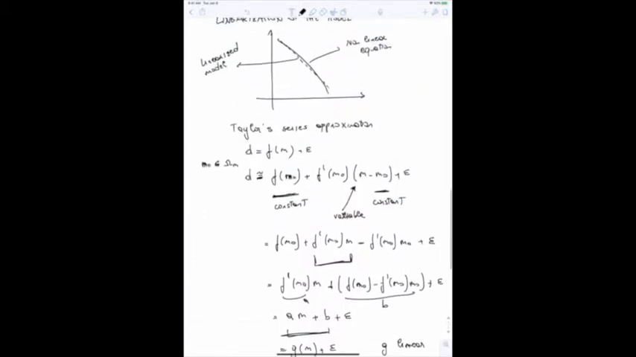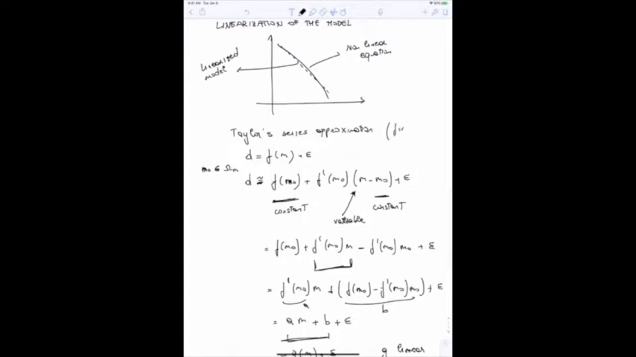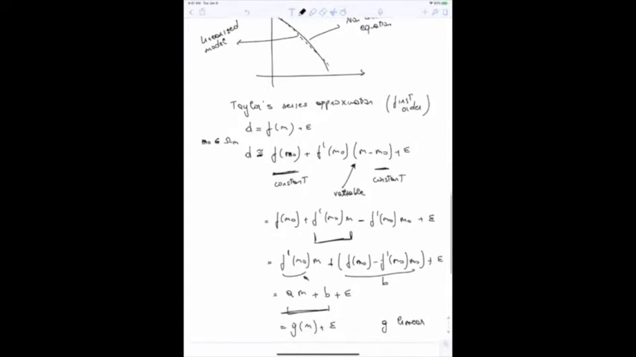Taylor's approximation, so this is a first order. Taylor's approximation can be done for any order. So if you want, you can add the second derivative and so on and so forth. But then it's not linear anymore in the model parameter. So this is why we have to truncate to the first order.